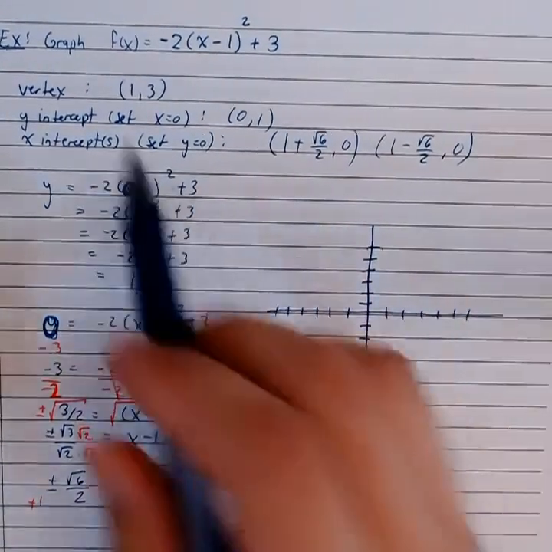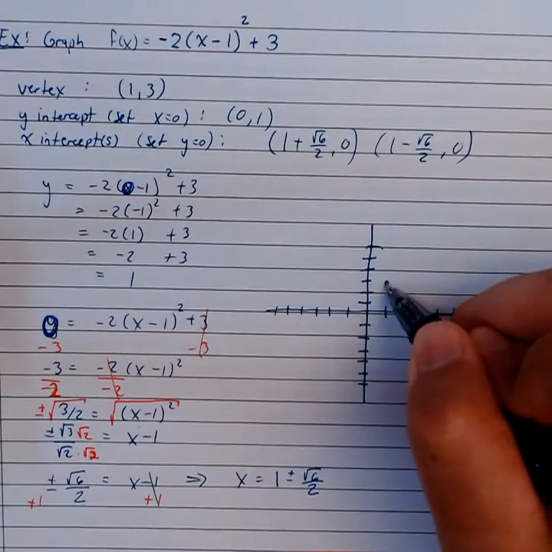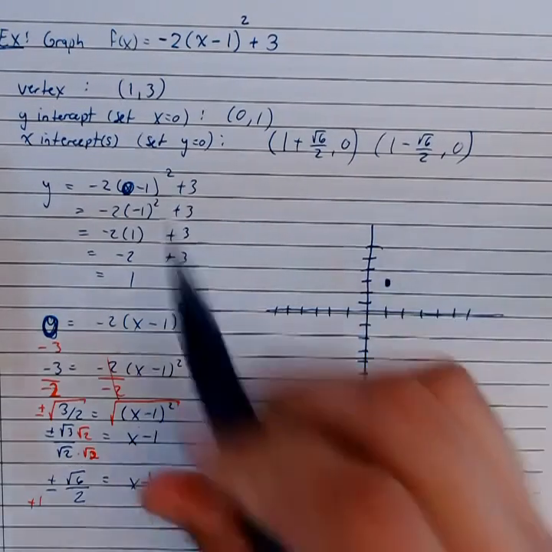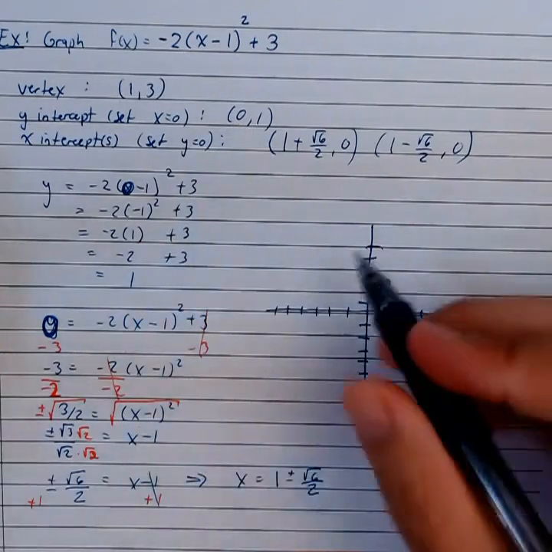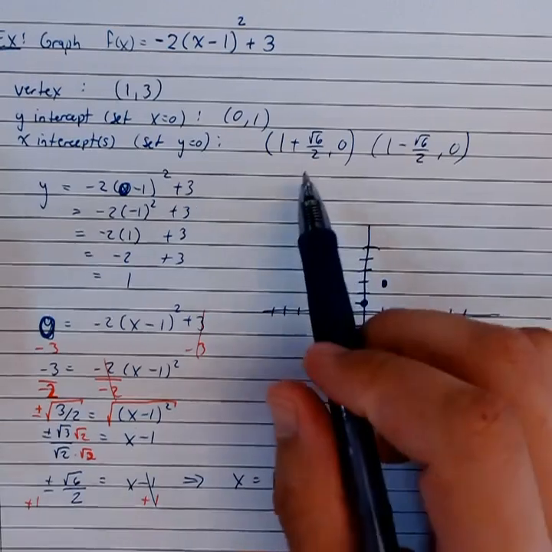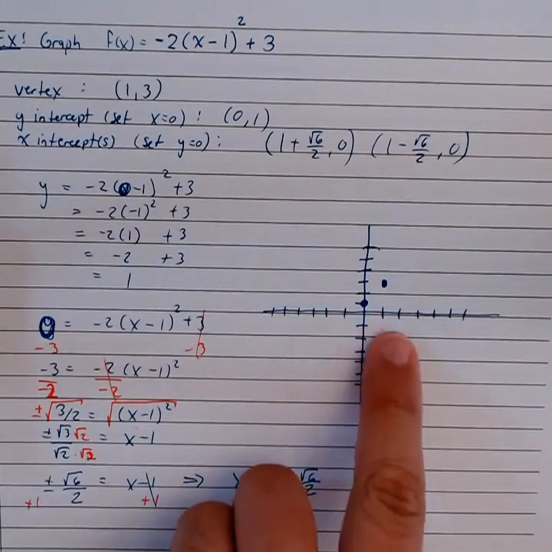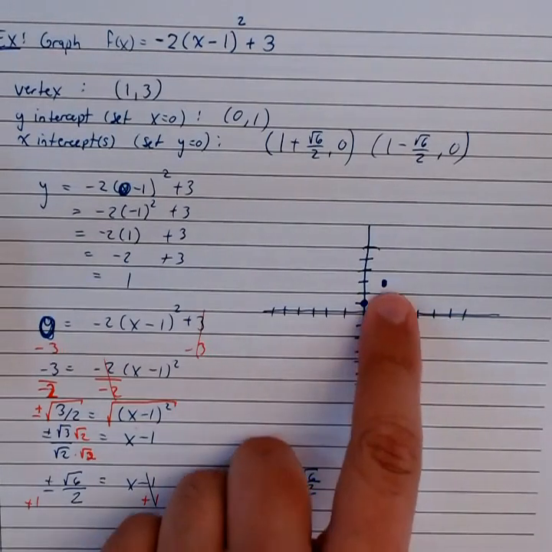Okay. 1 comma 3. That's 1 to the right, up by 3. 0, 1. That's going to be right here. That's our y-intercept. Okay. Now these, you might say, okay, well, I don't know what to do with those. I know how I can find 1 comma 3, right, 1 over, up 3.